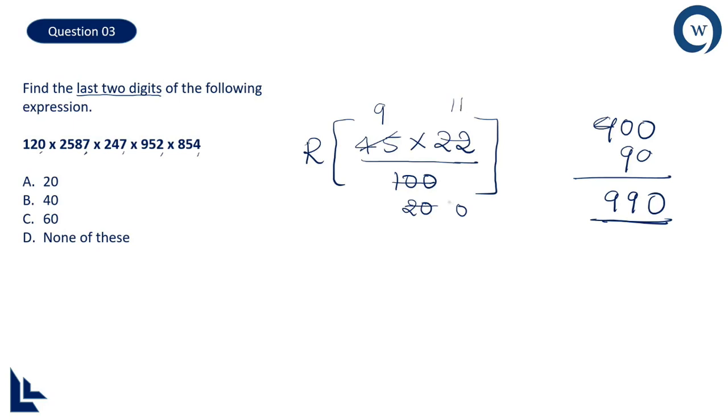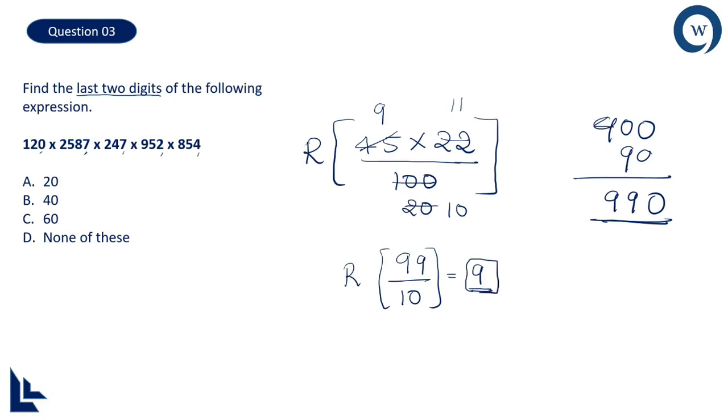Okay, this is 10 and this is 11. And now you know that 9 into 11 will become 99. Divided by 10, what is the remainder? Remainder is 9.